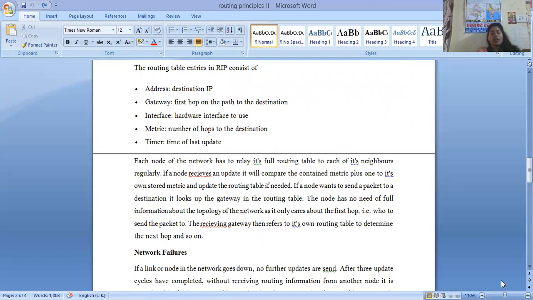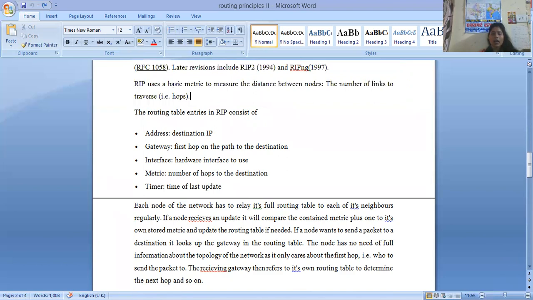Okay, so what happens? Each node of the network has to relay its full routing table to each of its neighbor nodes regularly. And if a node receives an update, it will compare the contained metric plus one to its own stored metric, and also update the routing table if needed. Clear?